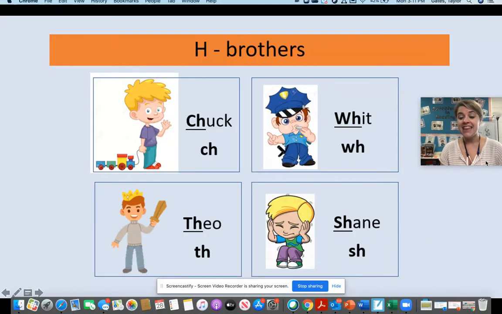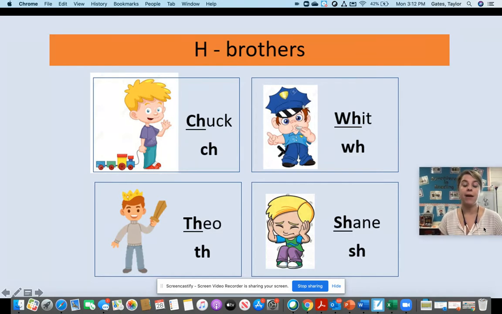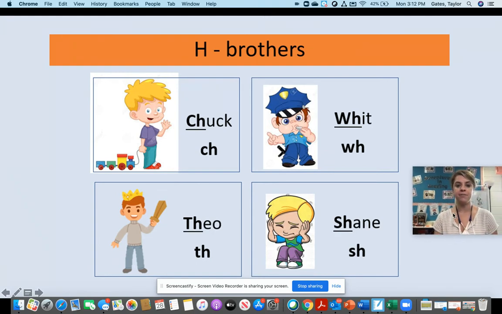All right, last week and this week we've been talking about the H brothers. And remember, we've talked about 4 H brothers so far. We have talked about Chuck, Wit, Theo and Shane. Now, we know that our brother Wit is a digraph, which is 2 letters that make one sound. They make a new sound. The digraph WH says its sound, right?